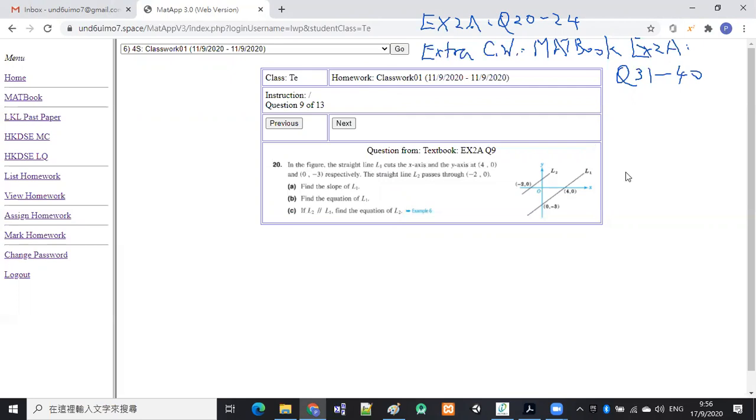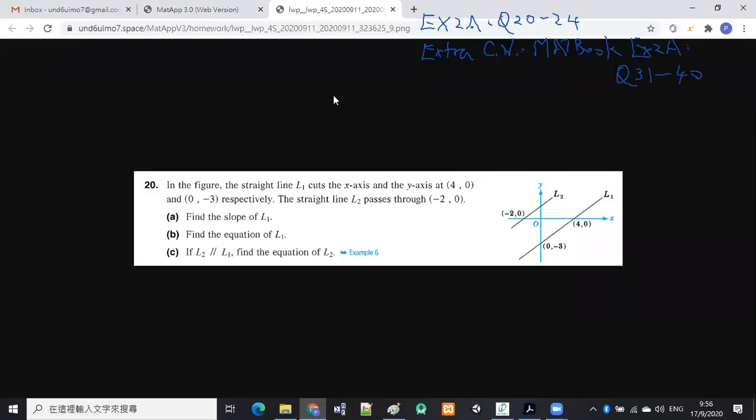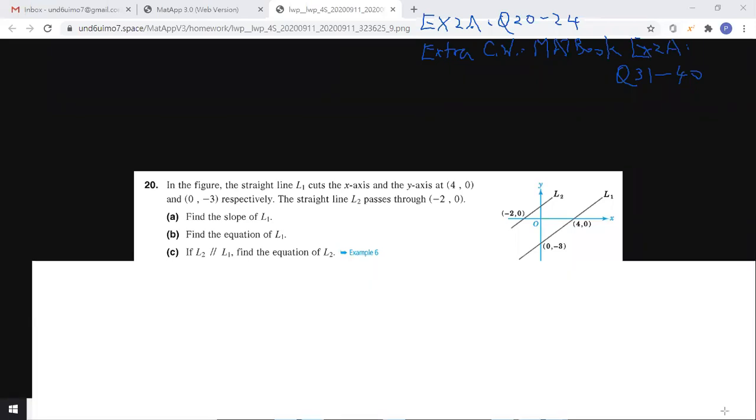So let's go back to the classwork on 11th of September. That is textbook exercise 2A, question number 20. In the figure, the straight line L1 cuts the x-axis and the y-axis at (4, 0) and (0, -3) respectively. The straight line L2 passes through (-2, 0). Part A, find the slope of L1.